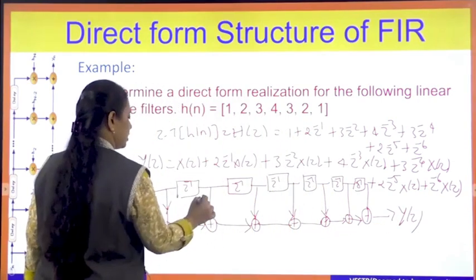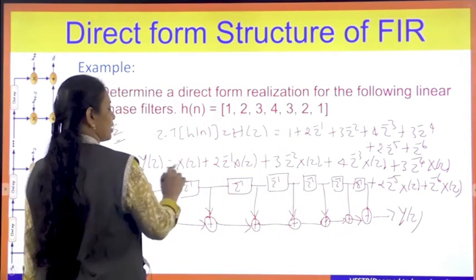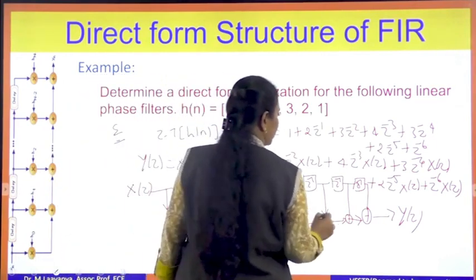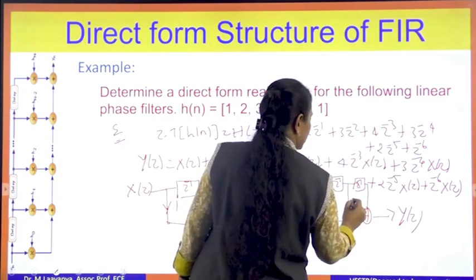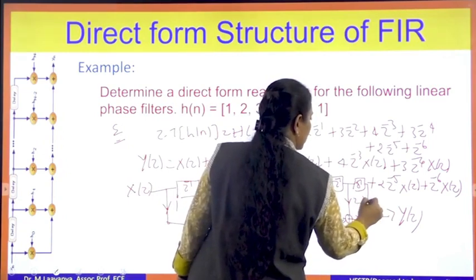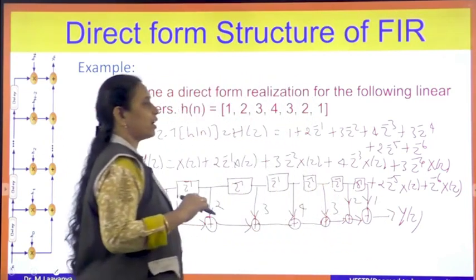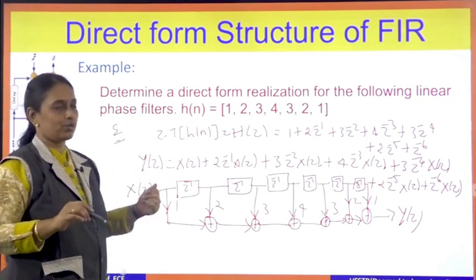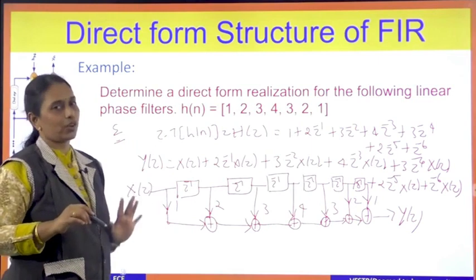Now let us write the multipliers. What are the multipliers? 1, 2, 3, 4, 3, this is 2 and this is 1. So this is my direct form structure. Suppose they are giving the sample values. You have to take the Z transform and draw the structure.